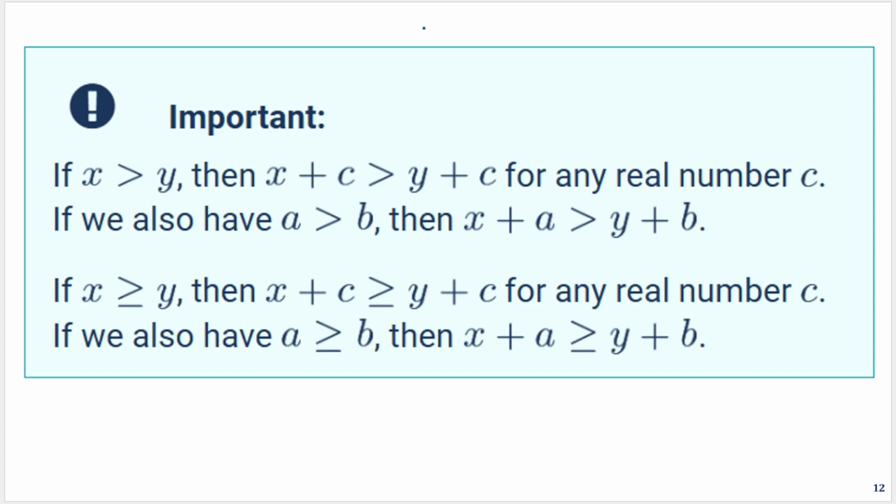This is also true for the non-strict inequalities, which states that if x is greater than or equal to y, then we will have x plus c must be greater than or equal to y plus c for any real number c. If we also have a is greater than or equal to b, then we'll have x plus a is greater than or equal to y plus b. You get it? So please have a look at this property, and any questions, just let me know, okay?